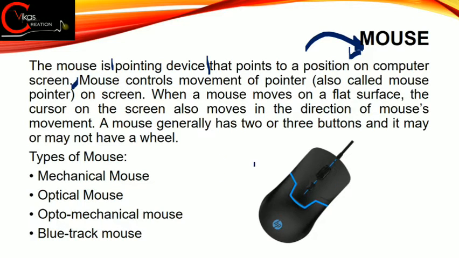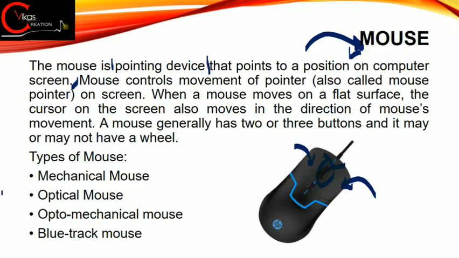Now in general, we have two buttons in the mouse and in some mice we have three buttons. It is our left click, whereas this one is our right click. And then in some mice we also have a center scroll key. So in this one we have it, in some we don't have it.